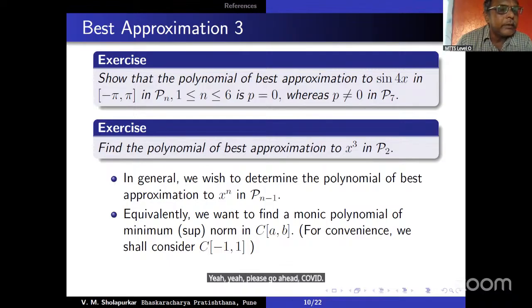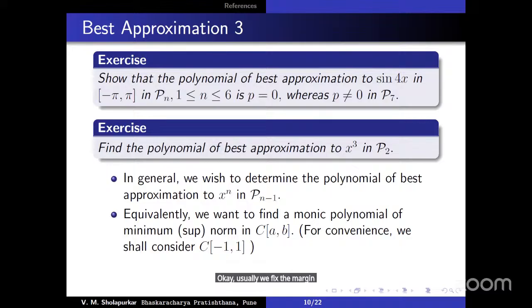Usually, we fix the margin of error and choose the degree accordingly. But here we are fixing the degree of the polynomial and getting the best possible approximation.